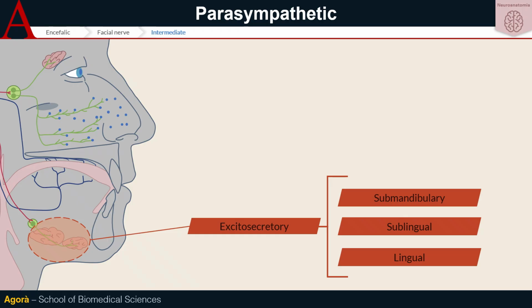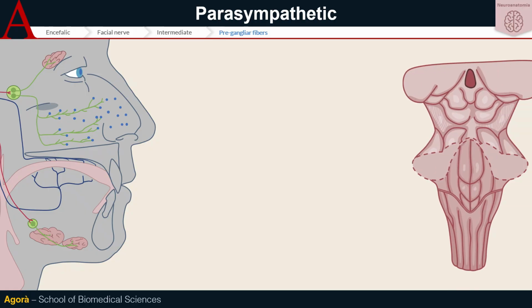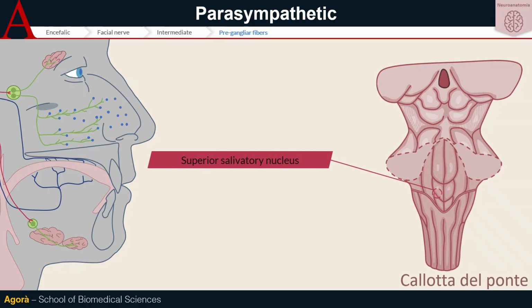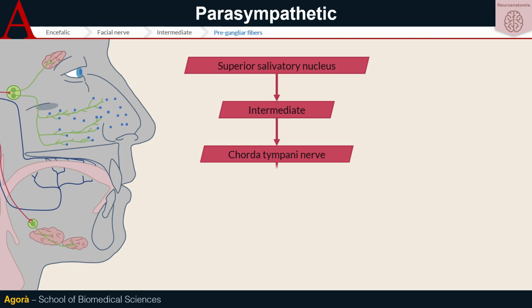Preganglionic fibers originate in the superior salivary nucleus located in the caudal pons. From there, after entering the intermediate nerve, they pass into the chorda tympani nerve and then into the lingual nerve, a branch of the mandibular division of the trigeminal nerve. This passage of fibers is made possible by the anastomosis between the chorda tympani and the lingual nerve.